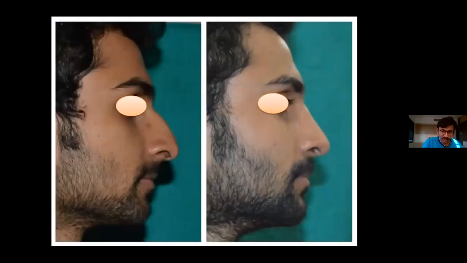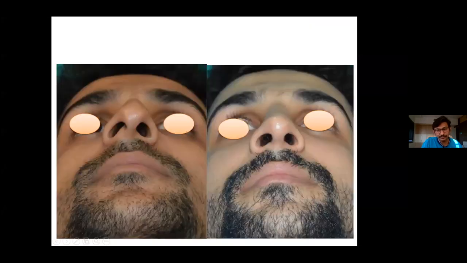As you can see here, a good dorsal aesthetic lines, we could nicely control the tip width, and the hanging columella is also taken care of. And as you can see here, we could take care of the hanging columella and also, to some extent, the retraction of the ala. Other similar cases, hanging columella.